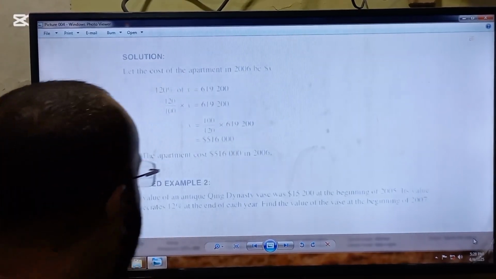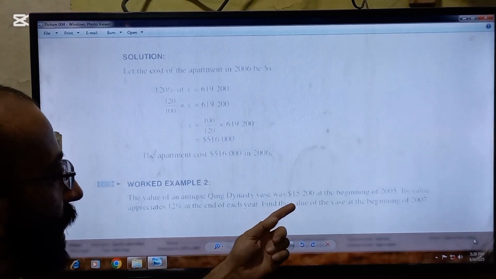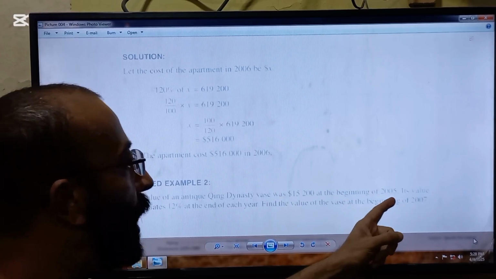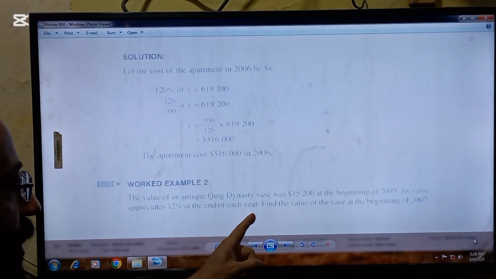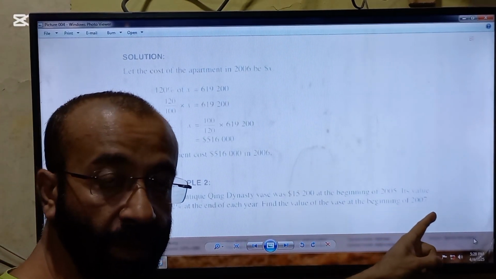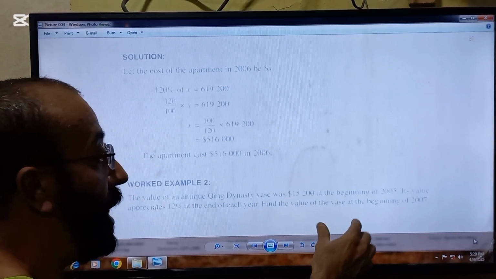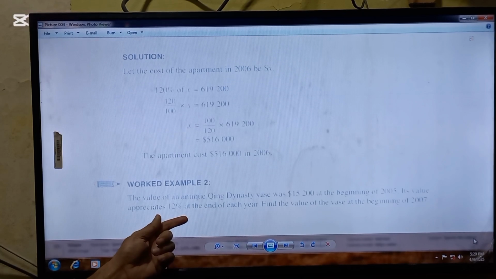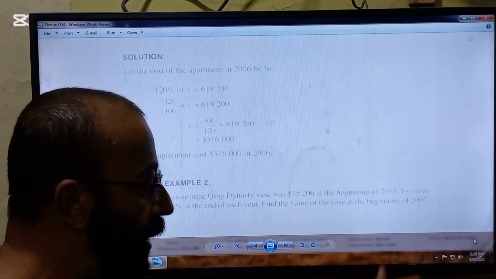Here is another question. The value of the antique Qing Dynasty vase was $15,200 at the beginning of 2005. Its value appreciates 12% at the end of each year. Find the value of the vase at the beginning of 2007. So be alert. In 2005 the price is given, and at the end of every year the price is appreciated by 12%, and we are required the price at the beginning of 2007.